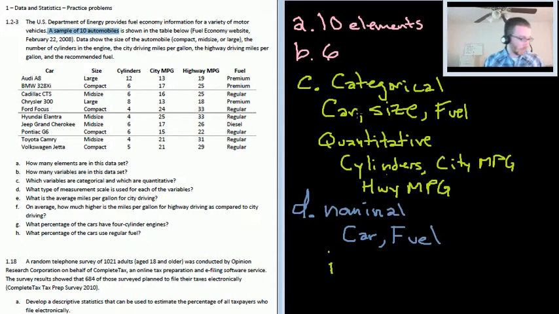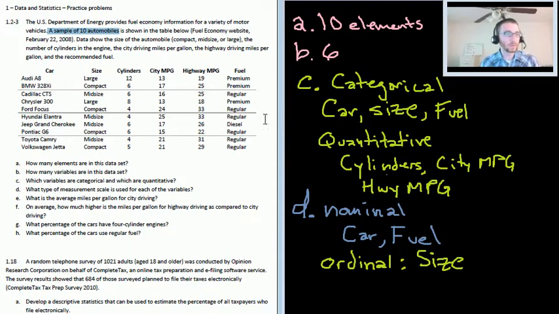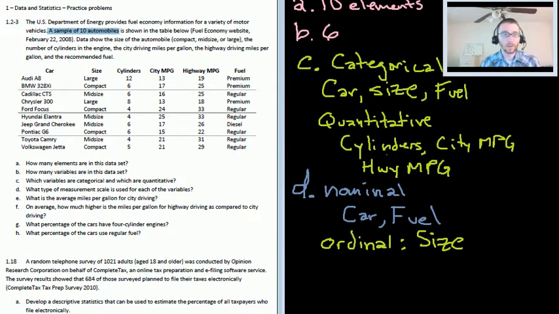Next is ordinal. Now these are ones that you can put in order, but you can't add or subtract or multiply or divide. And that's just going to be size. Because we can add and multiply cylinder, city miles per gallon and highway miles per gallon.